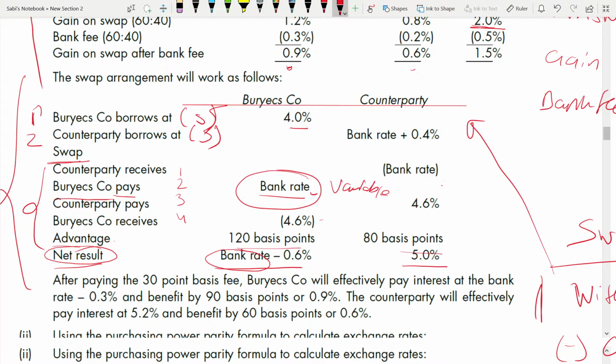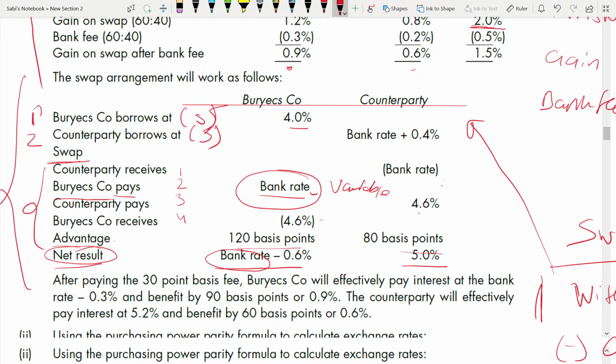You already have 0.4% in hand, but your net result is 5%. You have to pay 5%, but you are now paying 0.4%. Just find the difference. 5 minus 0.4, that is 4.6%. So the counterparty has to pay 4.6% to total it to 5%. If the counterparty is paying, it means Brewers company is receiving 4.6%, right?